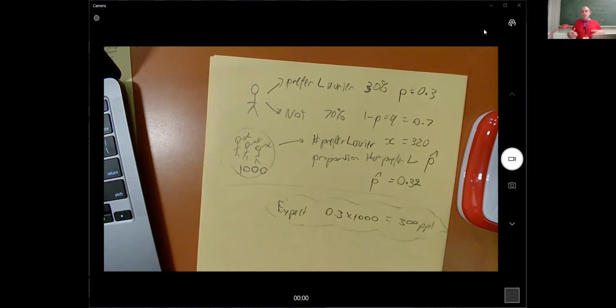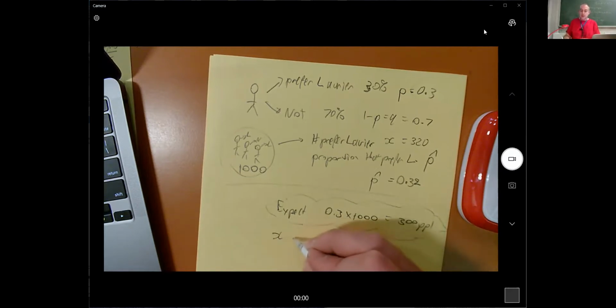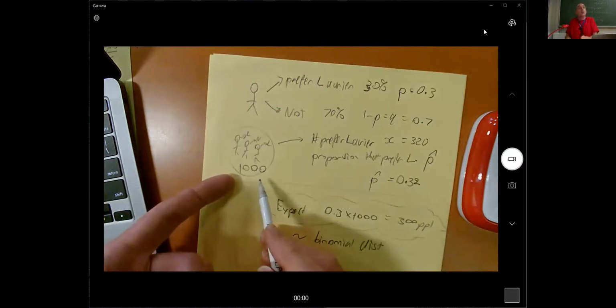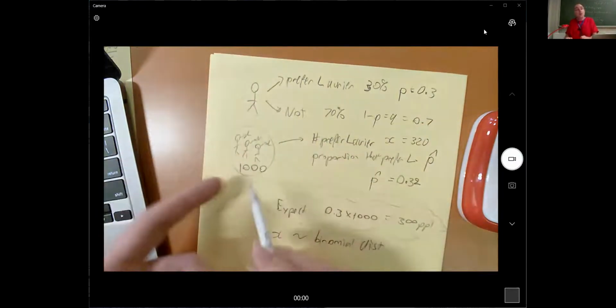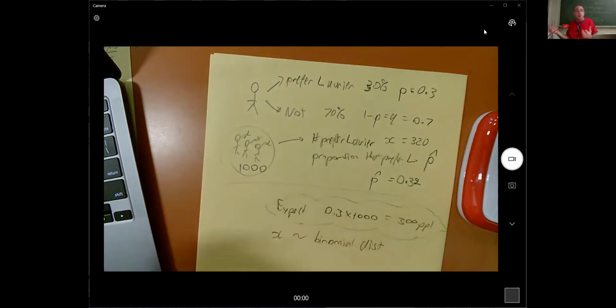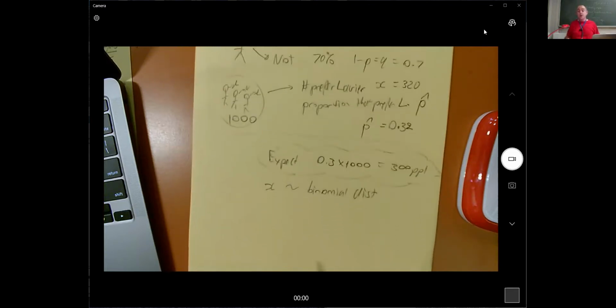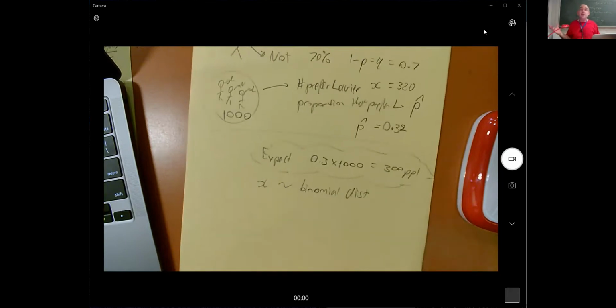So the number of people who prefer Laurier comes from a binomial distribution, because I've done this Bernoulli trial 1,000 times. And when you do a Bernoulli trial any number of times and add up how many times the thing you want happens, that's the binomial distribution. That binomial distribution has a mean and a standard deviation, and it's approximately normal as long as there's enough trials. Okay. And it's approximately normal.